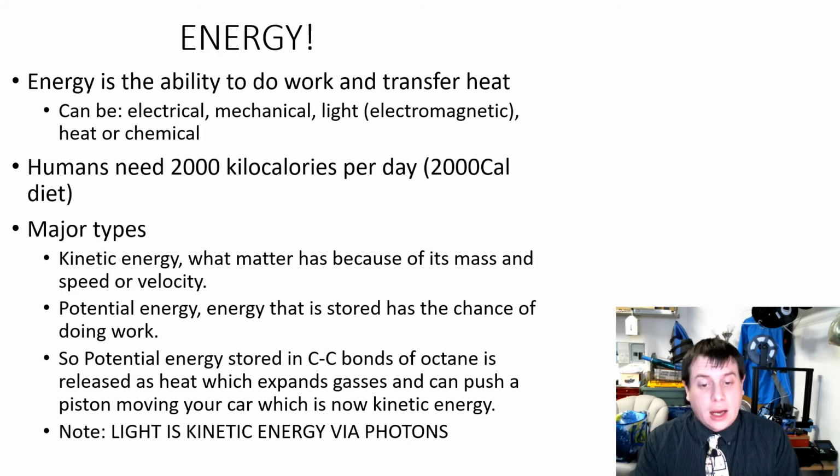That's the equation for respiration, where you take in oxygen and glucose and you get 6 carbon dioxide and 6 water. The major types of energy, though, are kinetic energy. It's what matter has because of its mass, speed, and velocity. Then you have potential energy, and that's energy that is stored with the chance of doing work. So in the carbon-carbon bonds of octane, when those bonds are broken, that potential energy is released. It can push a piston, moving a car, and now it's kinetic energy. So that's how you can go from potential energy to kinetic energy with a chemical change.